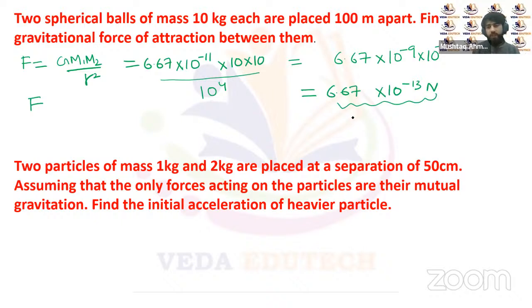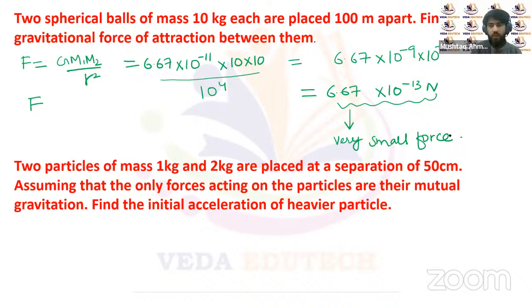So you can see that it's a very small force. It means that in order to observe the effect of gravitation, the two bodies should have a large mass, or we can say the two bodies should be very close to each other, to actually measure the effect of this gravitation.